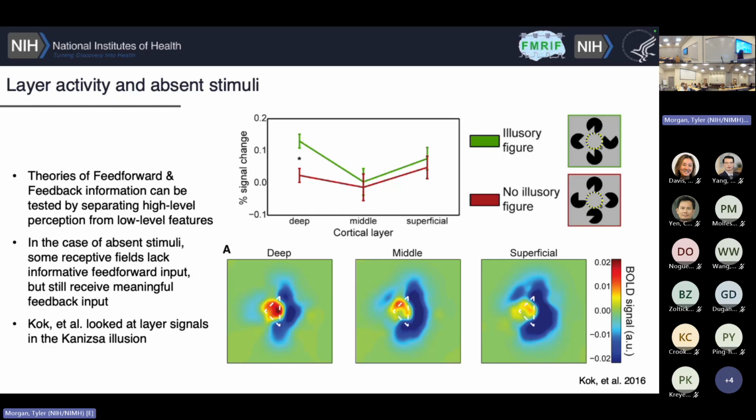And it turns out that they found mostly in deep layers that there is, but in other layers there really wasn't. It was much, much weaker, and it never met statistical thresholding. And so they concluded that part of this illusory information is actually being processed or contained in the deep layers' activity.